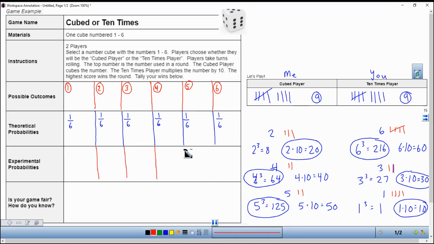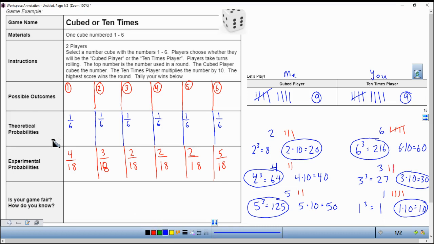So each number, we're going to take a look at what was rolled for each number to see what happened. 1 was rolled 4 times out of 18. 2 was rolled 3 times out of 18. 3 was rolled 2 times out of 18. 4 was rolled also 2 times out of 18. 5 was rolled also 2 times out of 18. 6 was rolled 5 times out of 18.